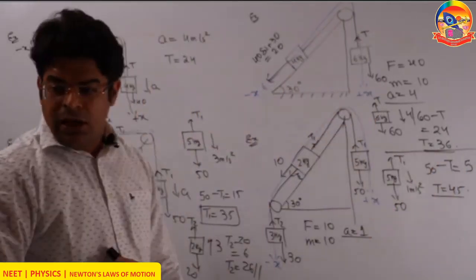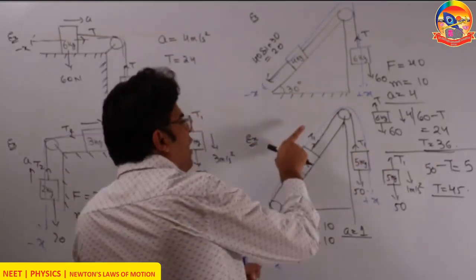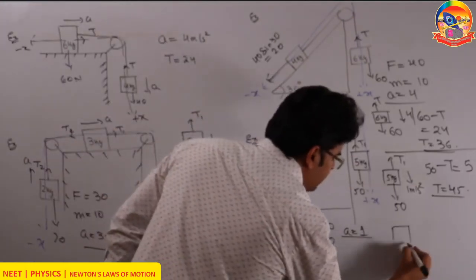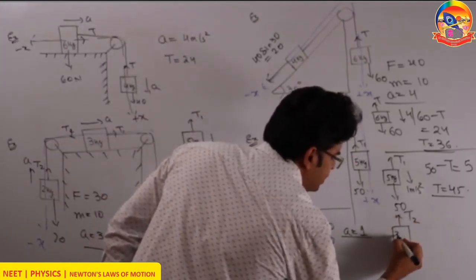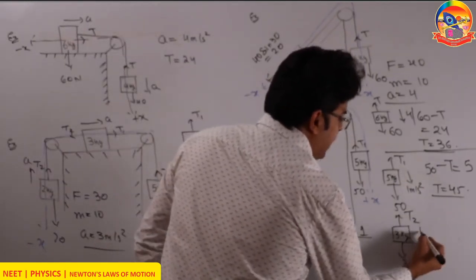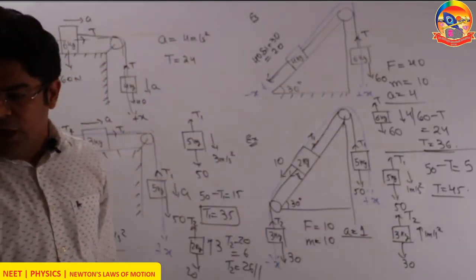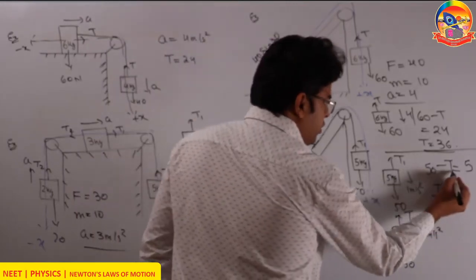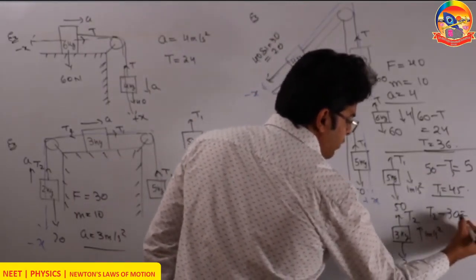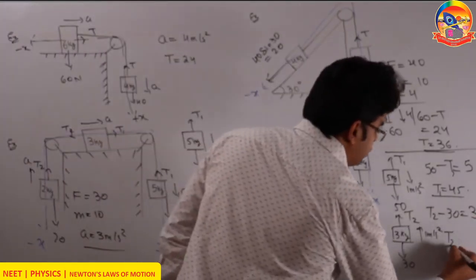First thing. Now similarly, if you need to find T2, if this goes down with 1, this goes up the incline with 1, this will go upward with 1. So to find the value of T2, make the equation on this 3 kg. Upward force T2, downward force 30, upward acceleration 1 meter per second square. The net force in the direction of acceleration equals mass into acceleration. So here you will get T2 minus 30 equals 3 into 1, that is 3. So we get T2 comes out to be equal to 30.